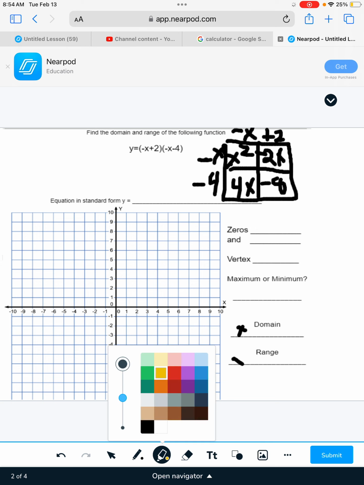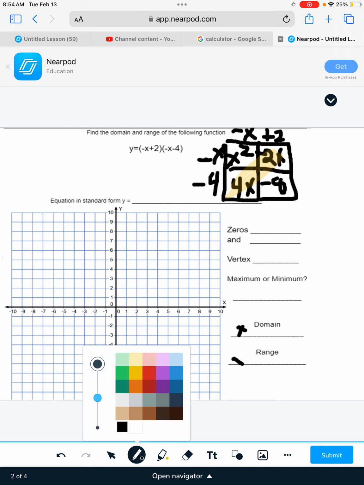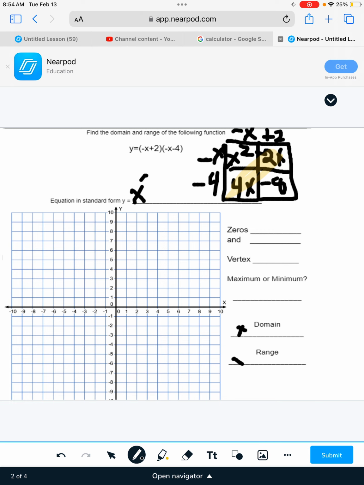We're going to look at our diagonals here, where 4x and minus 2x are going to be like terms because they both have just one x. And I can write this equation: y equals x squared plus 2x minus 8. That's my equation. Okay? From there, I can graph it. Once again, grab your calculators, get them turned on, and let's go ahead and practice graphing it.